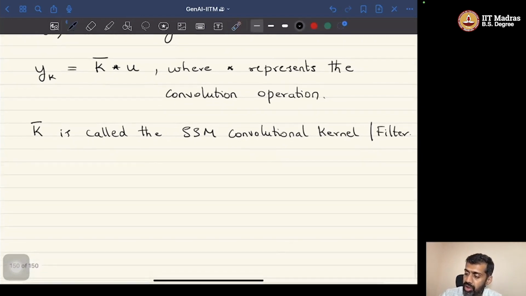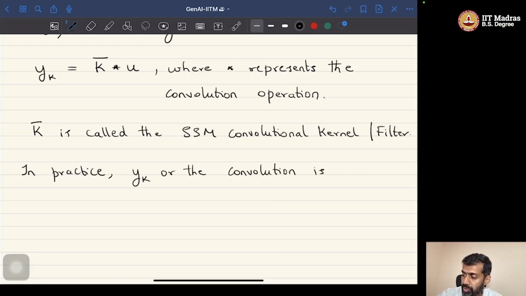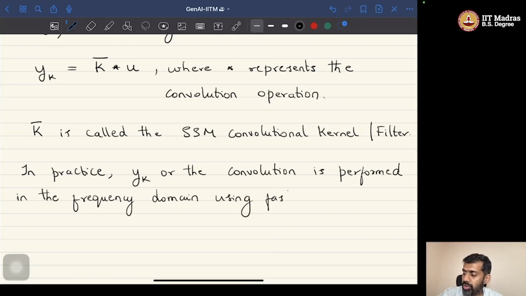Okay, before that, let's write that in practice, yk, or the convolution, is performed in the frequency domain using fast Fourier transform algorithms.